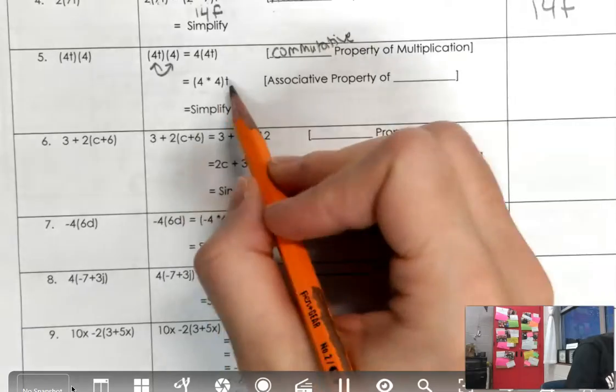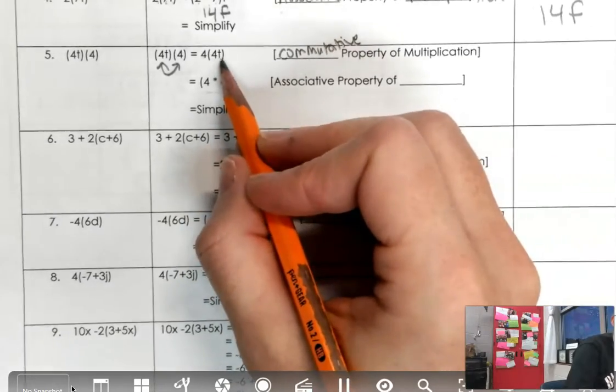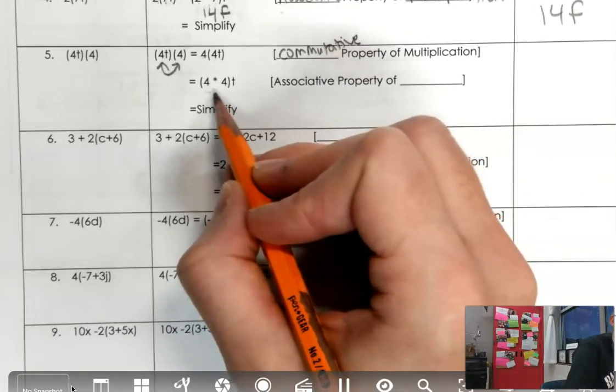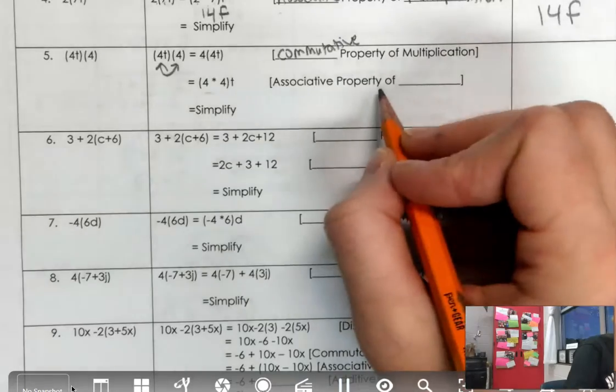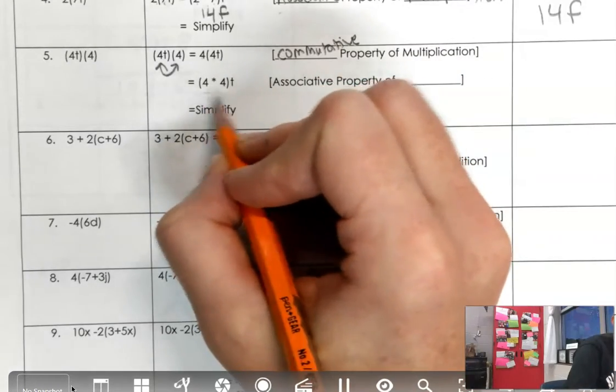All right, here is where we're regrouping. Instead of grouping the 4 times the t together, we're grouping the 4 times the 4. So that's going to be associative property of, is this operation multiplication or addition? All right, I hope you said multiplication. All right, so 4 times 4 is 16. So my final answer here is 16t.